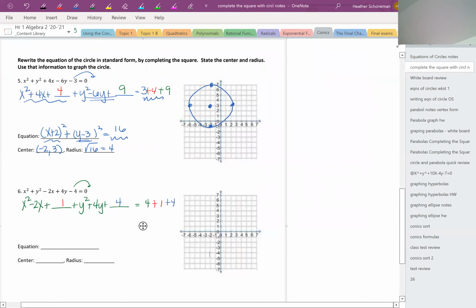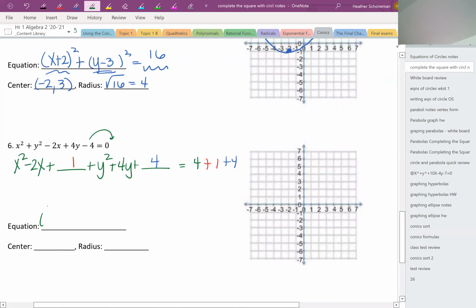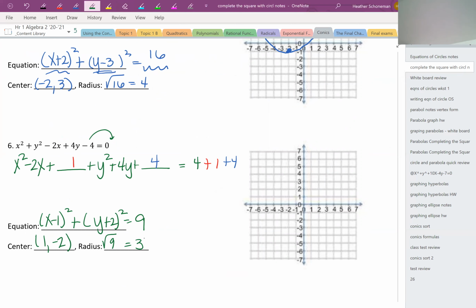So when I'm rewriting this, the first part factors, half of negative 2 is negative 1, so x minus 1 squared, plus this part is y plus 2 squared, equals 5 plus 4 is 9. So my center is 1, negative 2. The radius is the square root of 9, which is 3. Now, on the ones that you have to graph, the radius is always going to come out to be a nice number. I'm not going to make you graph ones that have weird numbers in them.